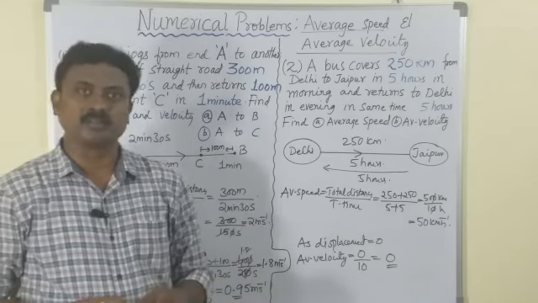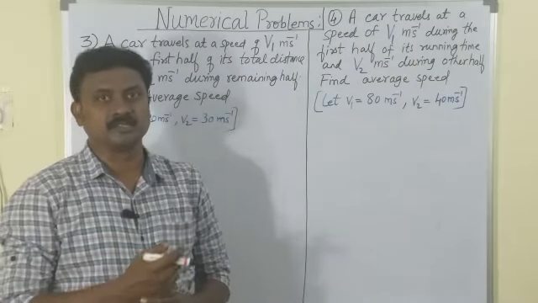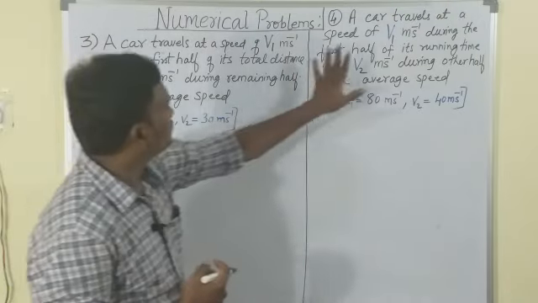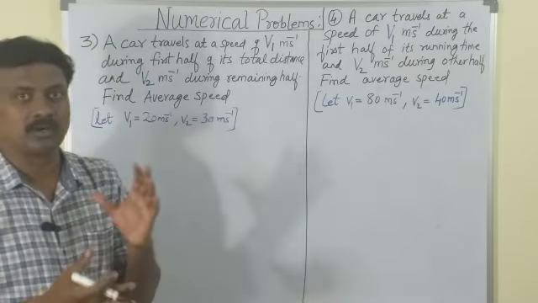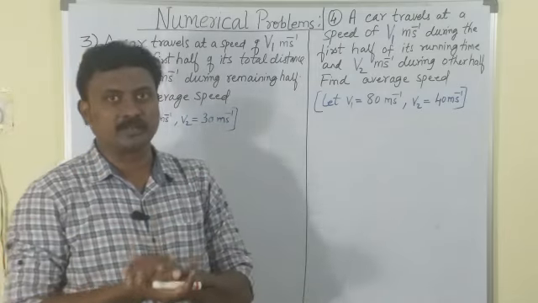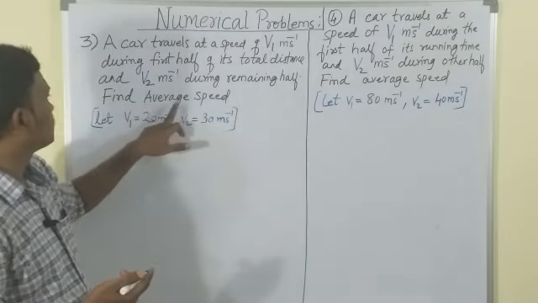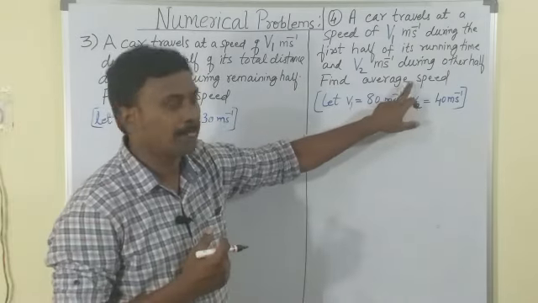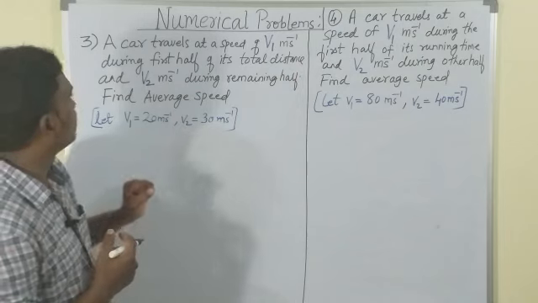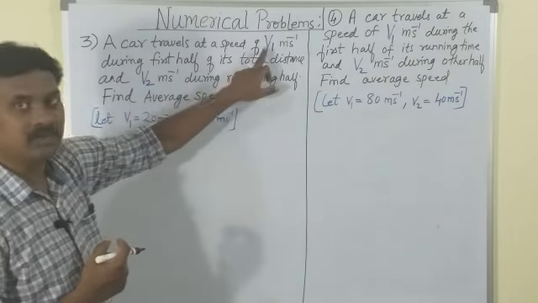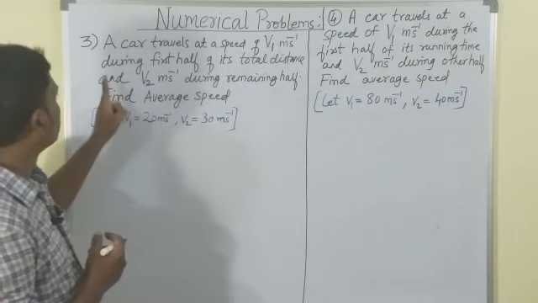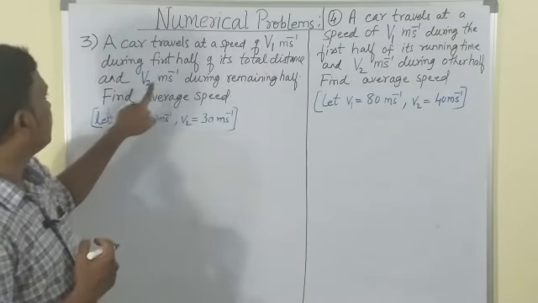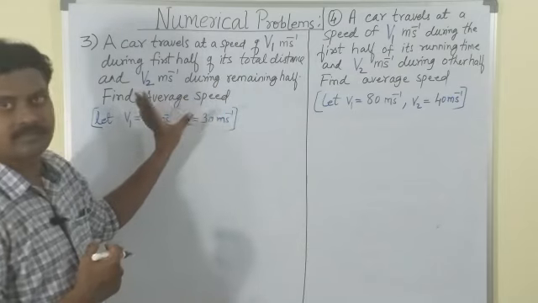Now let us go for the third problem. Okay children, now let us see the third one. The third one I have already written here. The third and the fourth problems are based on the same concept, and in both the question is to find average speed. But there's a difference here. A car travels at a speed of v1 meter per second during the first half of its total distance and v2 meter per second during the remaining half.